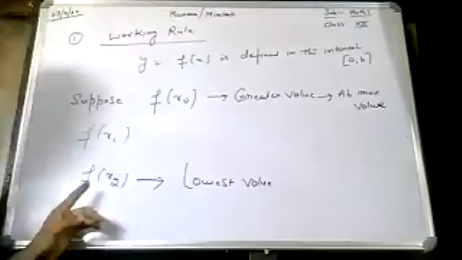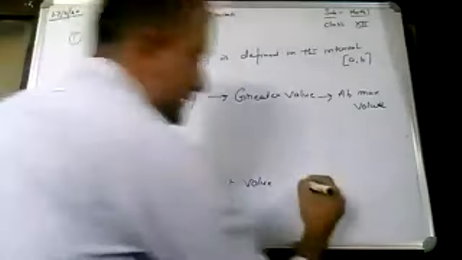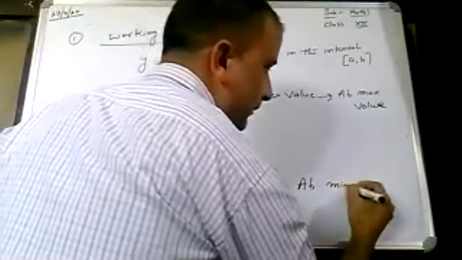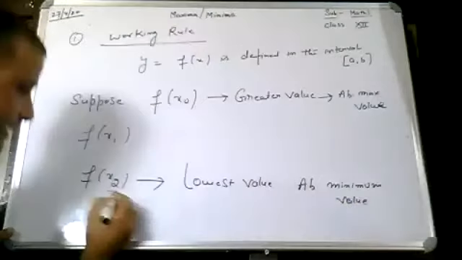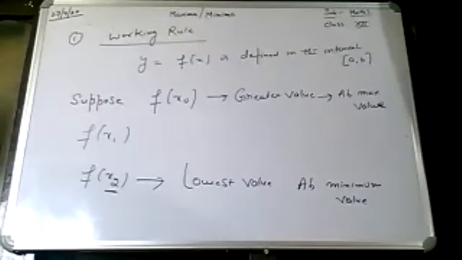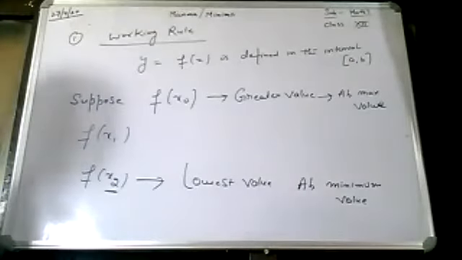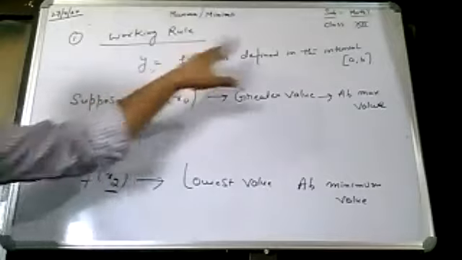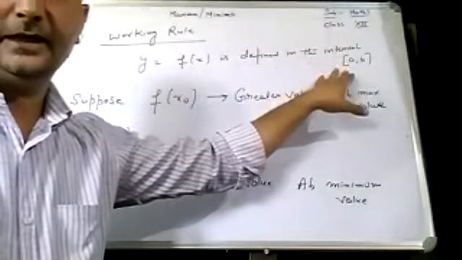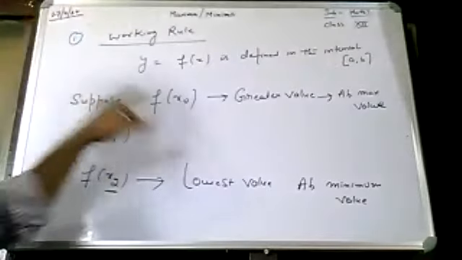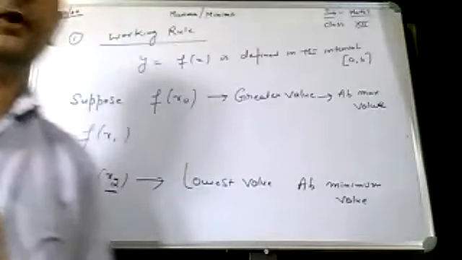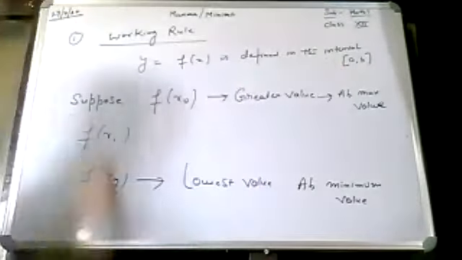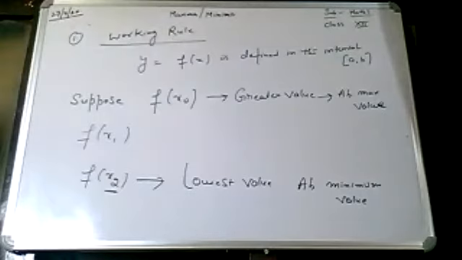Clear? Then this point is called absolute minimum value, and this point is called absolute minimum point. So class, the working rule is: first find the y is equal to f of x defined in the interval a and b. Then find f dash x, equate f dash x is equal to 0, find out the point, which should belong to the interval, and then find the maximum and minimum values. Clear class? So let us do one question.